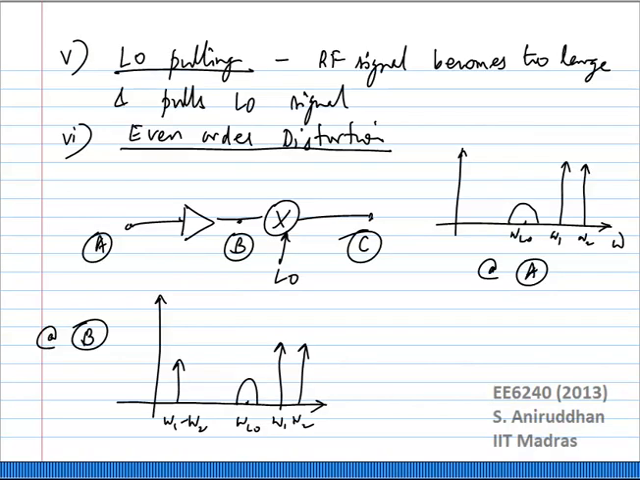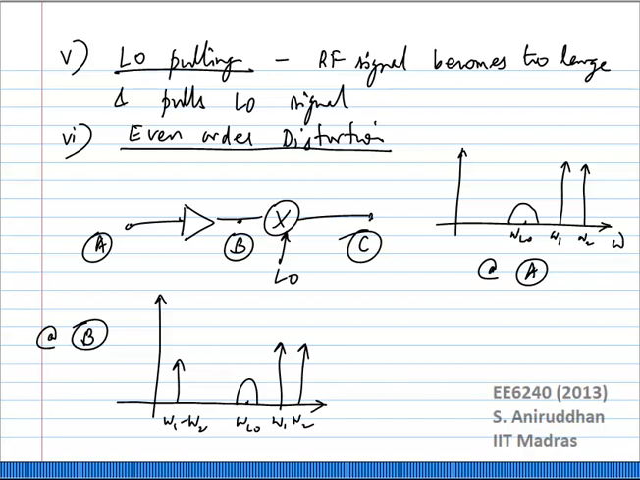Obviously there were other problems. LO pulling was a problem, and even order distortions. Even order distortion is actually a big problem, right? We have not considered it in a lot of detail, but in a normal heterodyne receiver, the IIP3, the third order distortion, was a big problem. In the case of a direct conversion receiver, the second order distortion was very important.